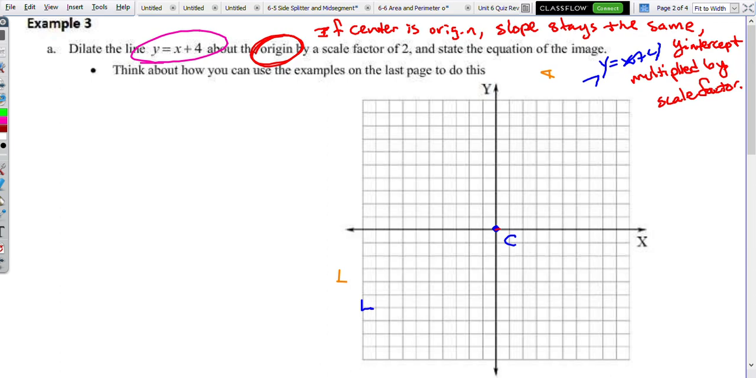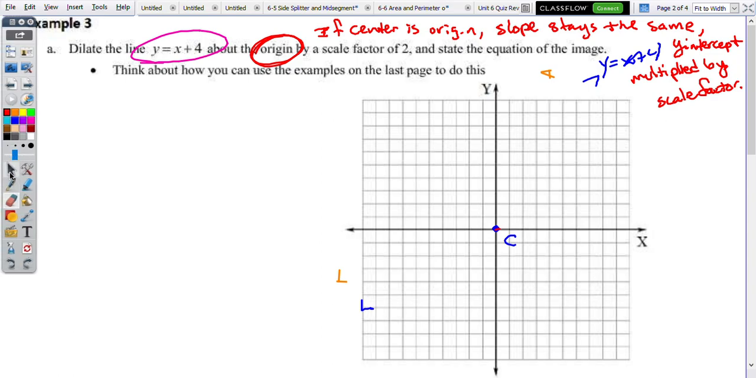Okay, guys, just a little recap of what we did today in class, and then we'll take a look at what the homework was from yesterday. So this first question here, we went over in class, so we're just going to review it. So we start with the line y equals x plus 4. We're going to dilate it about the origin by a scale factor of 2. So remember, up here we can read it.